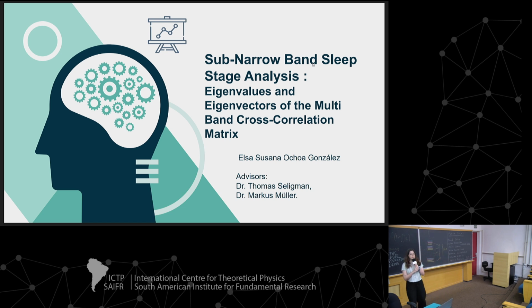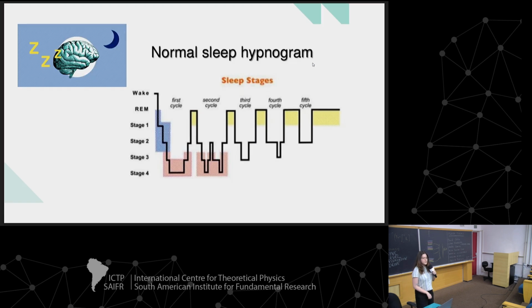I'm interested in complex networks, dynamical systems, and I've been working in time series analysis. For my master's, I worked in financial systems, and now I'm a PhD student, and my work is on EEG data and human sleep. So today I'm going to talk about our work, which is already published. The name is Narrow Band Sleep Stages Analysis, Eigenvalues and Eigenvectors of the Multiband Cross-Correlation. So, well, some of you must know that the normal sleep hypnogram looks like this.